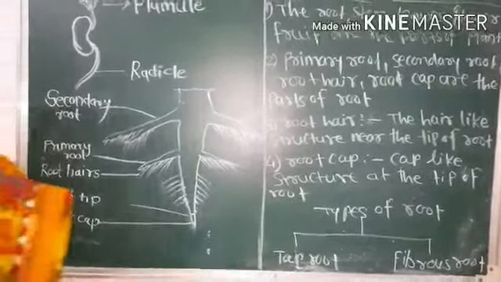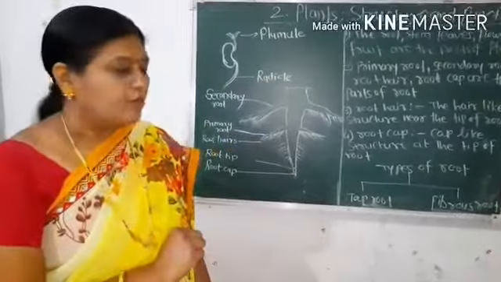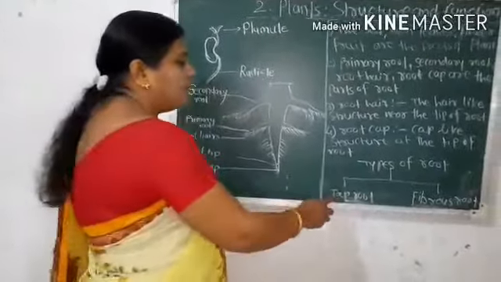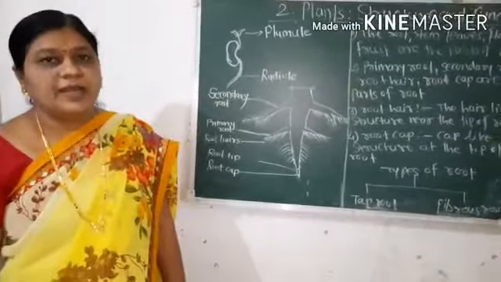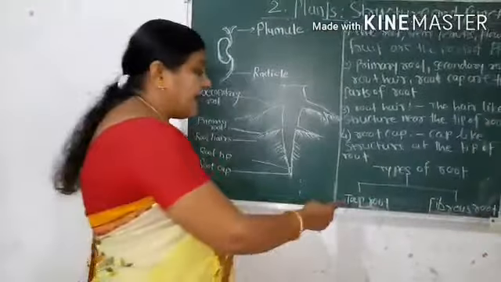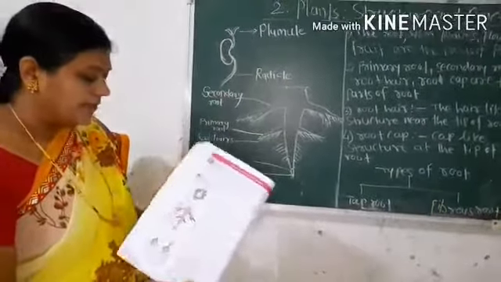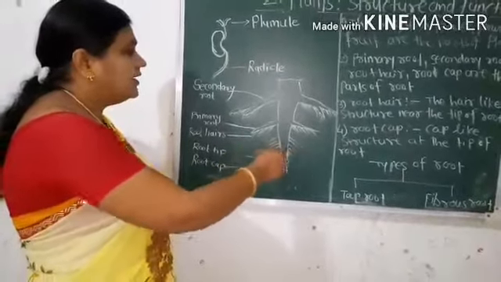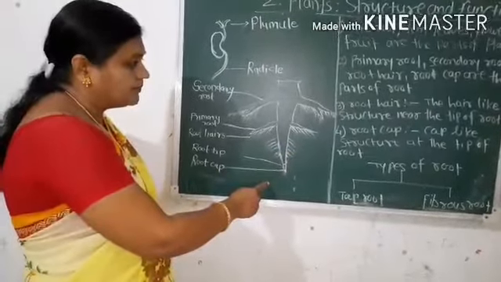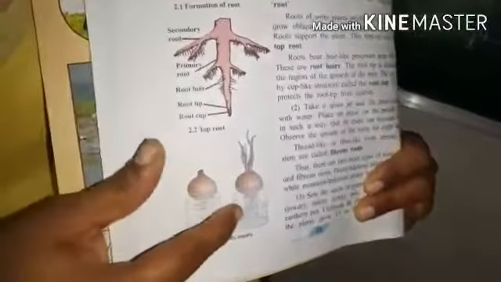Student, there are two types of root. These roots are taproot and fibrous root. Types of root are two: taproot and fibrous root. Now see in this diagram, or see the diagram on the board. This is the taproot. And see here, this is the fibrous root.